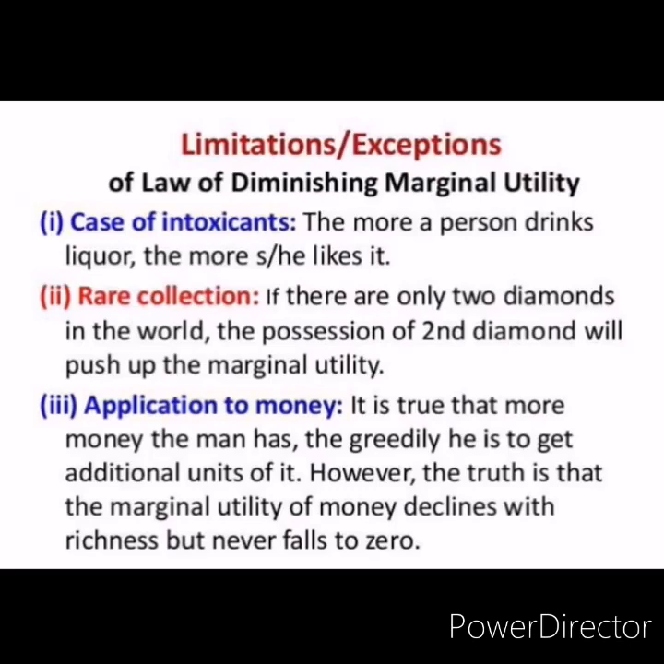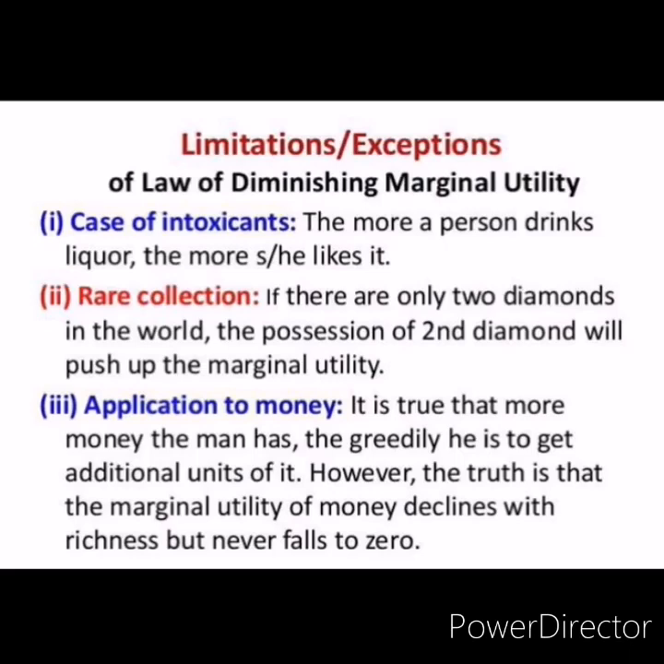Next, there are some limitations and exceptions of this law of DMU. Exceptions mean where this law is not applicable. Okay. So first is the case of intoxicants. That means if a person is addicted to liquor or some other thing, as that person consumes more and more liquor, that person feels happy, or gets more satisfaction with more consumption. So in the case of intoxicants, this law of DMU is not applicable.